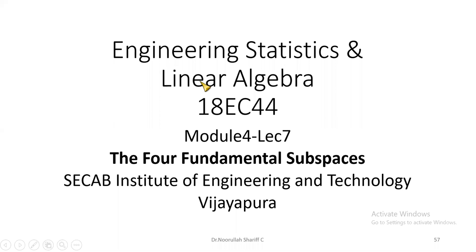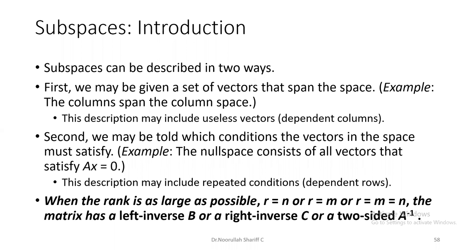Good morning. This is an additional video for Module 4 Lecture 7, the four fundamental subspaces, corresponding to how we can find the left inverse and the right inverse matrix. In the last video, we saw that when the rank is as large as possible, there are three possibilities. When r is equal to n, we can find the left inverse B. When r is equal to m, we can find the right inverse C. And when r is equal to m equal to n, that corresponds to a square invertible matrix, and we'll have a two-sided A inverse.